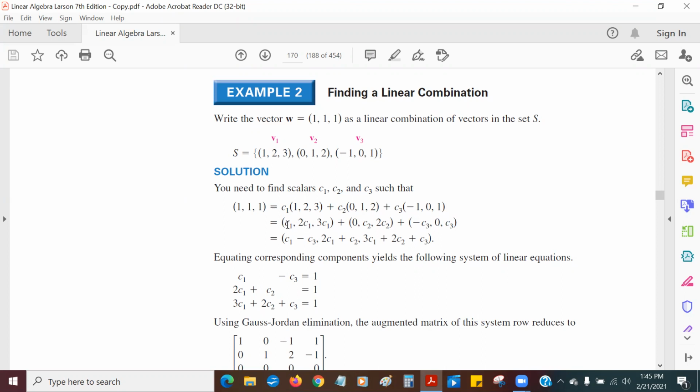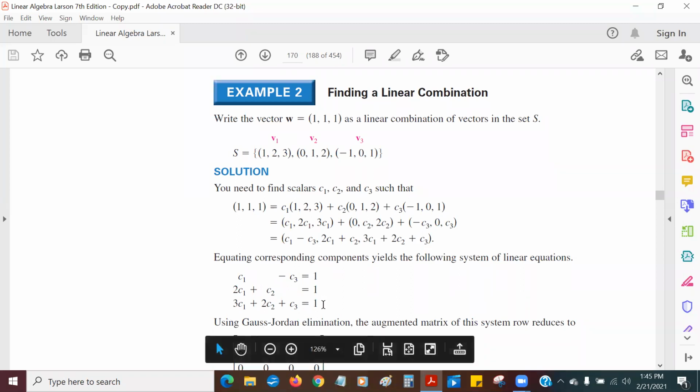And now if I just regroup, put all the first coordinates together, all the second components together, and all the third components together, this is what I got. And this is equal to the vector 1, 1, 1. So I'm taking c1 minus c3, setting that equal to 1; 2c1 plus c2, setting that equal to 1; and 3c1 plus 2c2 plus c3, setting that also equal to 1.